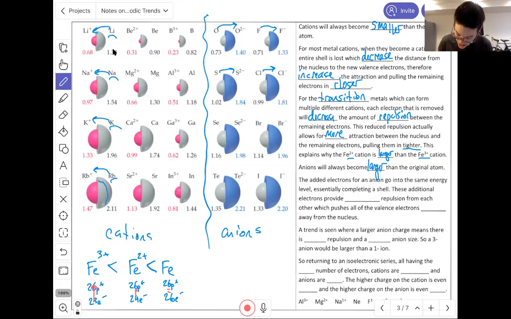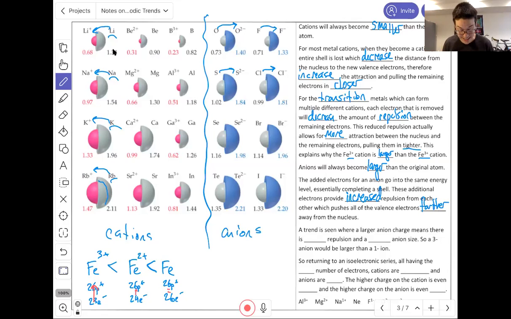These additional electrons provide increased repulsion. And if we remember that repulsion and attraction are opposite, if I increase my repulsion, I decrease my attraction, and I am pushing all of the valence electrons even farther away. All right, so they're all kind of pushing out.